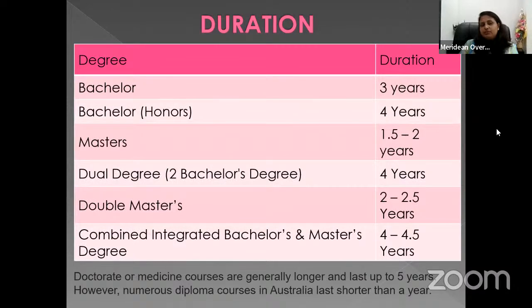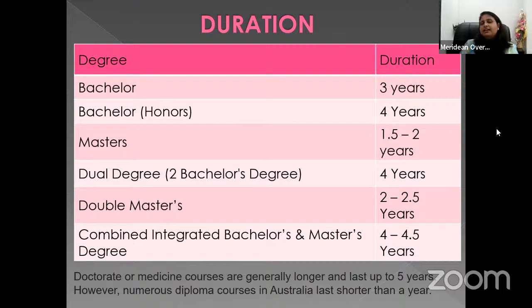Duration of the program. So we'll start from bachelor's. Bachelor's duration is 3 years. If you add 1 more year to it, it becomes honors. Master's programs range from 1.5 years to 2 years.